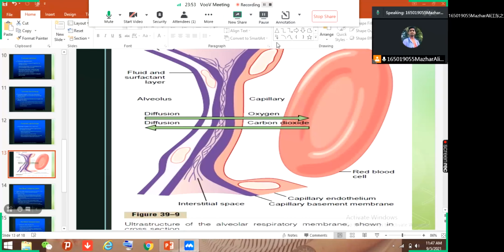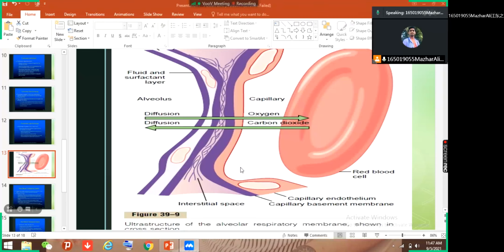So this is a capillary, this is the capillary basement membrane, and this is the capillary endothelium, and this is the capillary. And this is how diffusion happens. In the alveoli, oxygen pressure becomes high. In the red blood cells, in the capillary, oxygen pressure is less. So how does diffusion happen? From high concentration to low concentration.